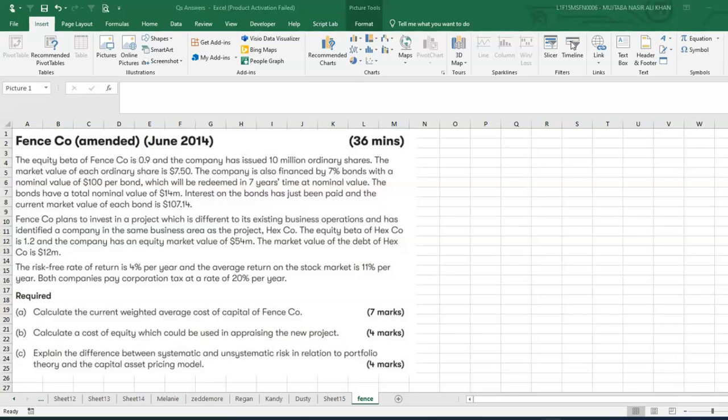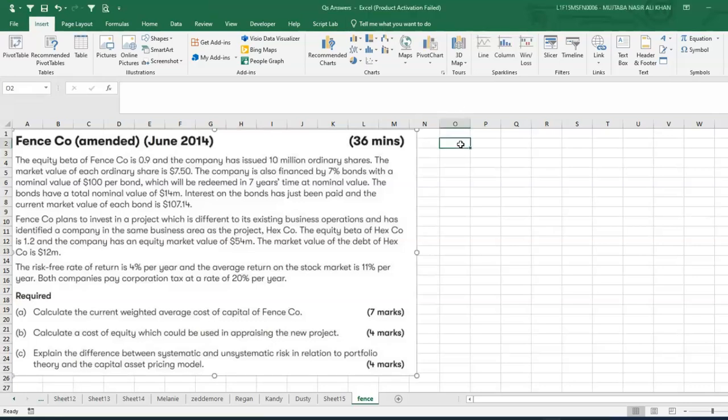Fence company plans to invest in a project which is different to its existing business and has identified a company in the same business area as the project, Hexco. Equity beta of Hexco is 1.2 and the company has an equity market value of this, market value of debt is this. Risk-free rate is given, average return on the stock market is given, tax rate is given. So let's solve part A.